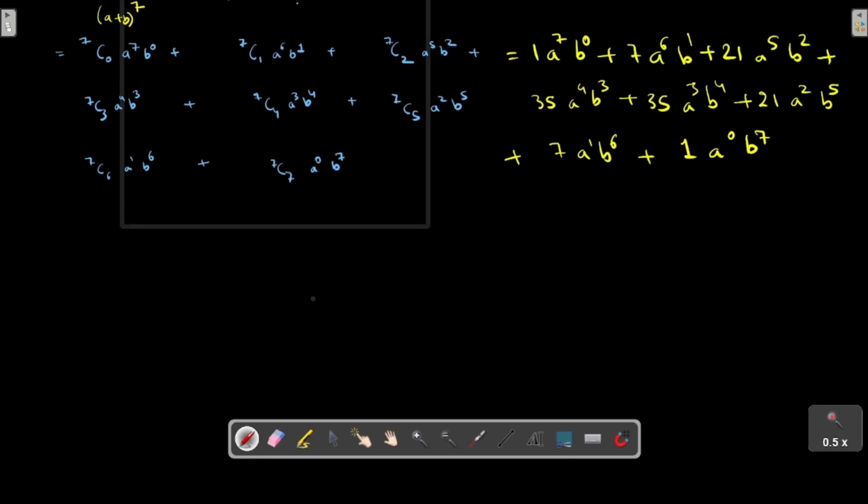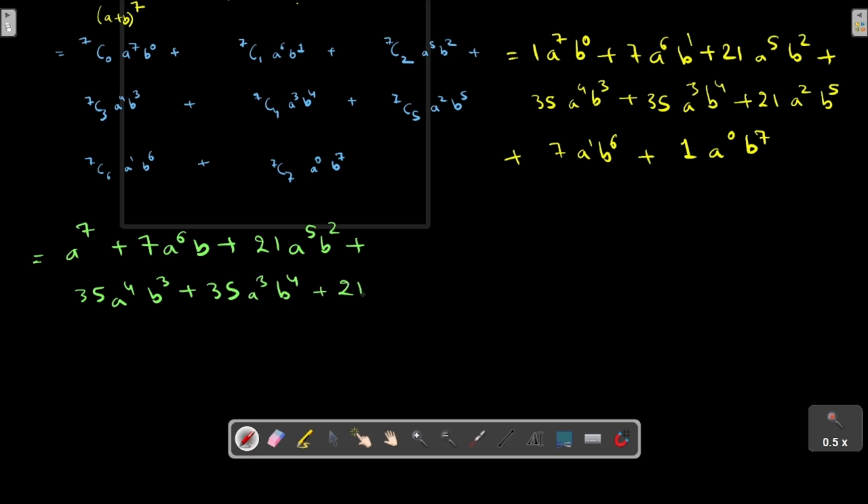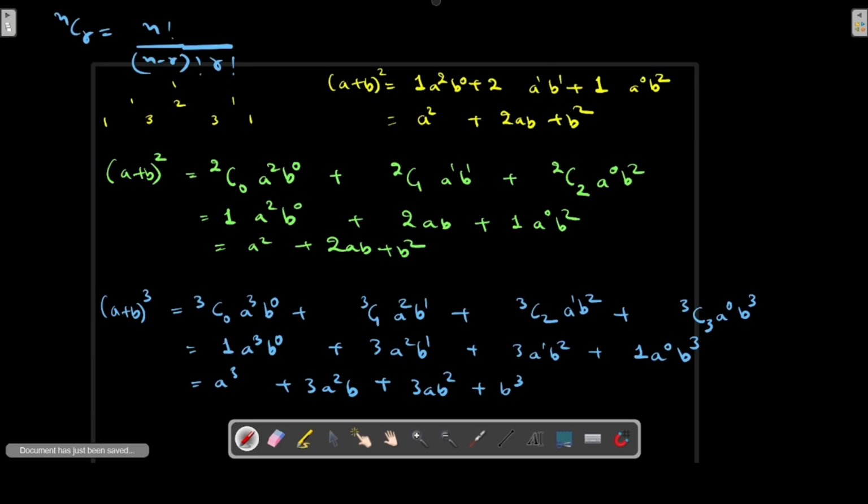Right, now let's just expand this. So what are we getting? A to the power of 7, 7 a to the power of 6 b, plus 21 a to the power of 5 b square, plus 35 a to the power of 4 b cubed, 35 a to the power of 3 b to the power of 4, 21 a square b to the power of 5, 7 a b to the power of 6, and b to the power of 7. Okay.